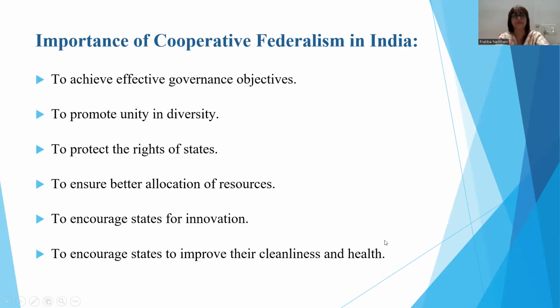Now, what is the importance of cooperative federalism? You can read it. It is but obvious that it will unify India better. States will get more help from the center, better allocation of resources, better allocation of funds, and it will also protect the rights of the states.